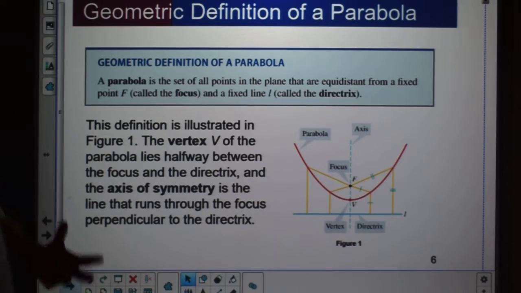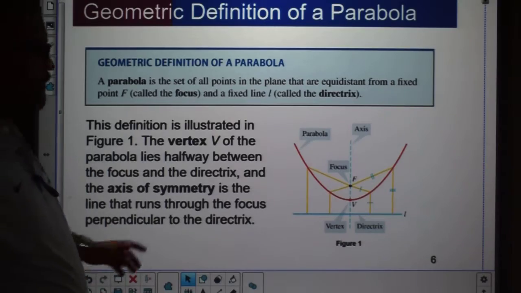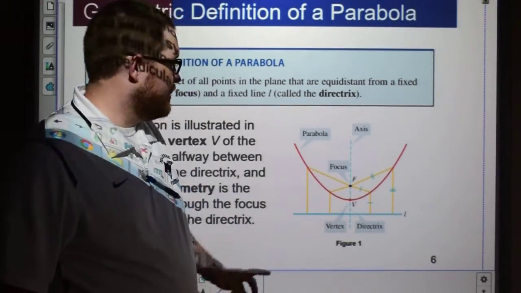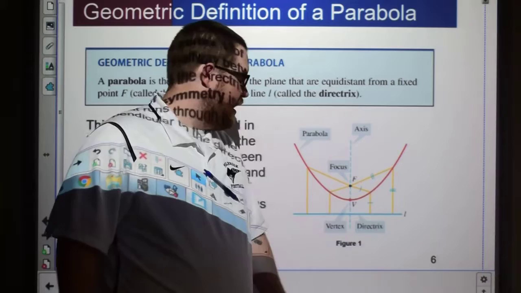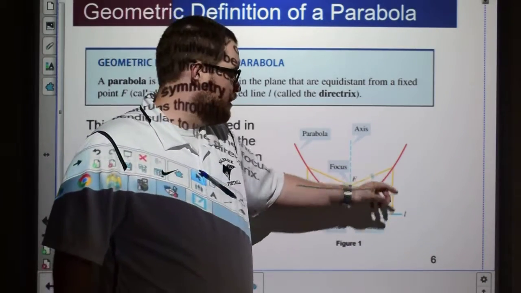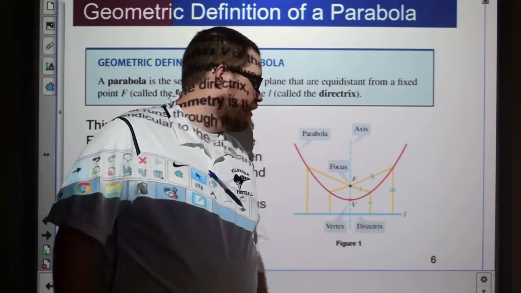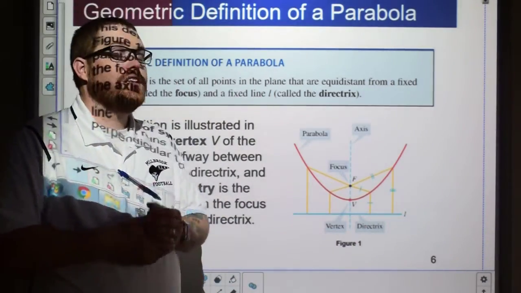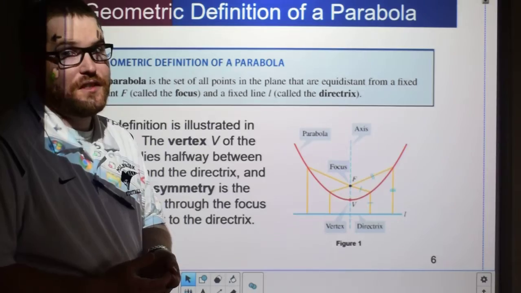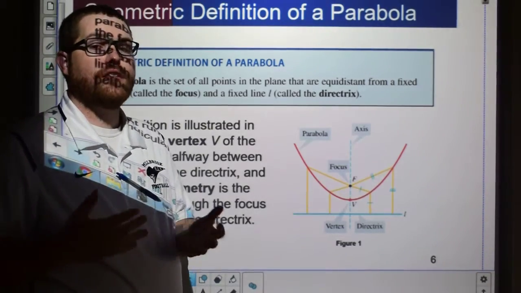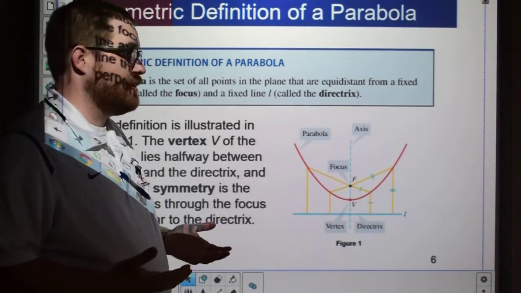So here's the true definition of a parabola, a geometric definition of a parabola. It's a curve such that there's a point and a line, and every point on the curve is equidistant from this point in the middle called the focus, and this line on the other side called the directrix. There's a lot of memorization in this chapter. It's a lot of formulas. So if you can memorize the formulas, you're going to have a very easy time of it.